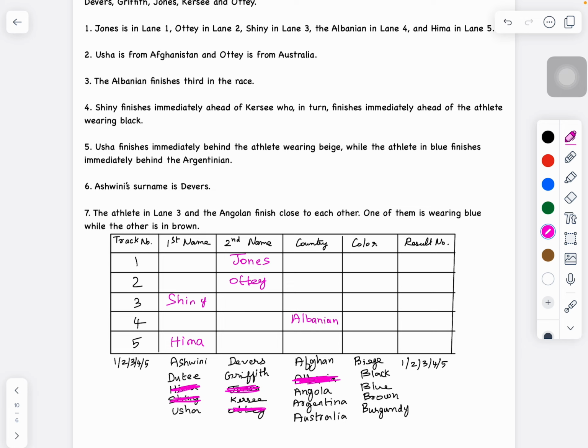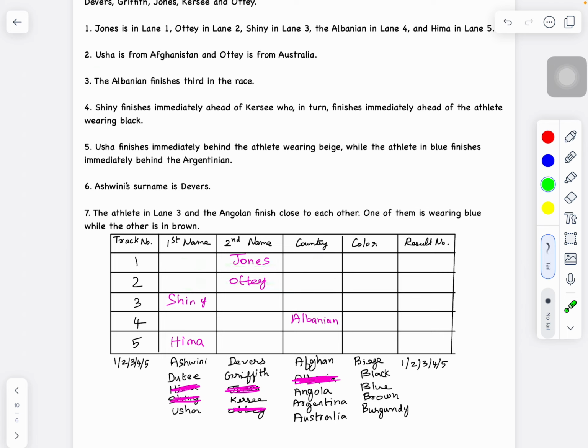And the other point that they've given is Usha is from Afghanistan. What are the possible values for me? Usha is a first name. Afghanistan is a country. So these two will be in the same row, because this belongs to the same person, these two values will have to be in the same row. So Usha Afghanistan could be the track 1 person. Usha Afghanistan could be the track 2 person. Usha cannot be the track 3 person because there's already Shiny. Usha cannot be the track 5 person, and similarly Usha cannot be the track 4 person also, because if I write Usha here, then the country has to be Afghanistan, not Albania. So therefore Usha, Afghanistan, that particular combination has to come either in the first row or in the second row. So we only have some information here. We'll come back to this.